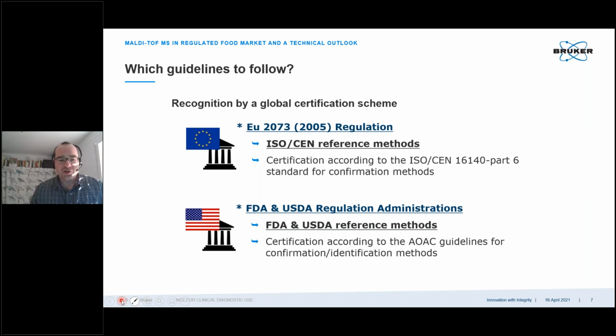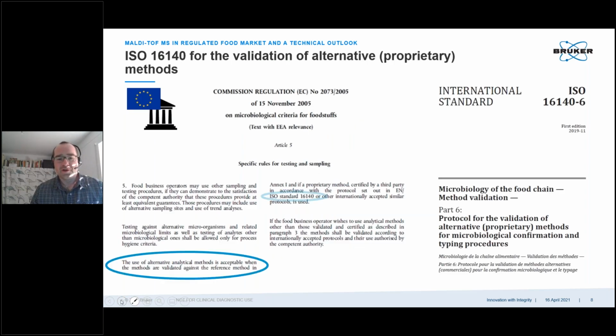And for the European region, most of you know the ISO 2073 from 2005, which has an Article 5 with specific rules for testing and sampling. And the blue mark means that the use of alternative analytical methods is acceptable when the methods are validated against the reference method in the ISO standard 16140. And on the right side is this ISO standard part 6, which is for the validation of alternative proprietary methods for microbiology confirmation and typing procedures.